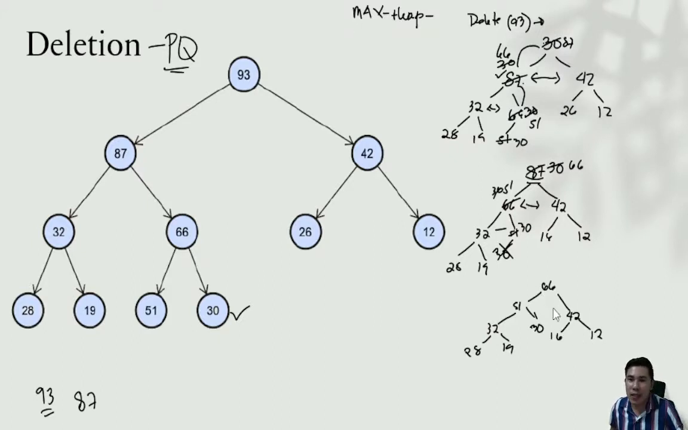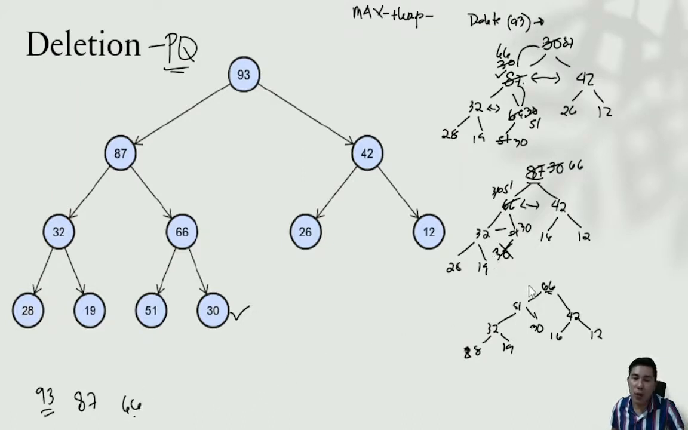So let's check: is it a complete binary tree? Yes. Is it following the heap order property? Yes. 66 is greater than its children, 51 is greater than its children, and 32 is greater than its children. So this is like 28, no? So that's it. Now, if you will delete again, or perform another deletion, we will delete 66.